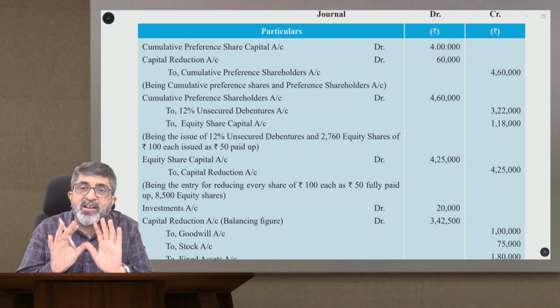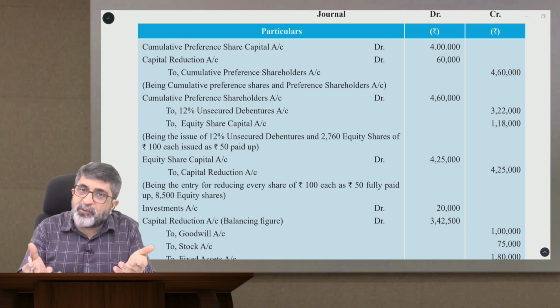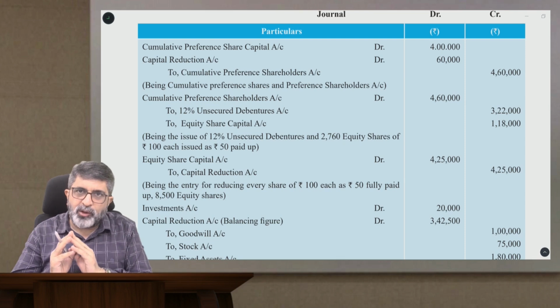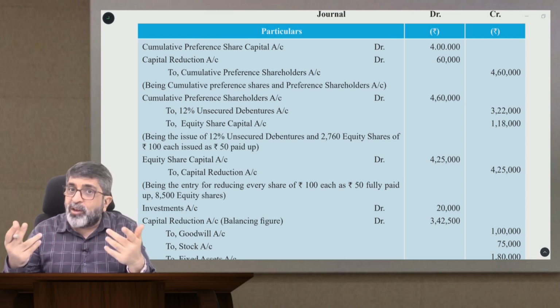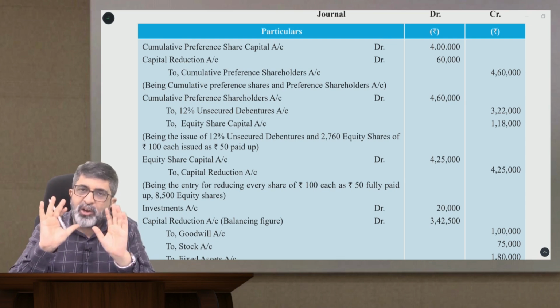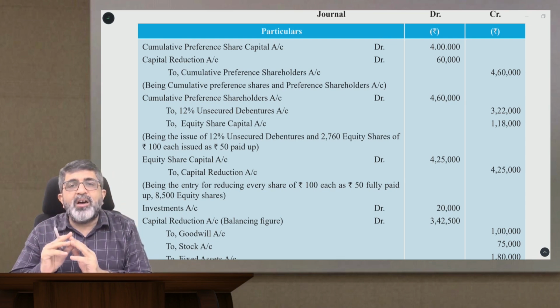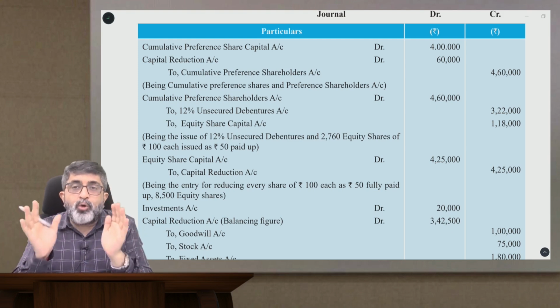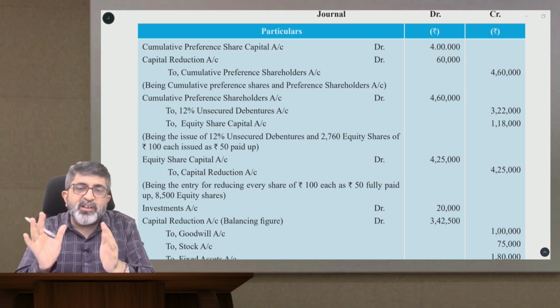60,000 was unrecorded arrears of preference dividend. Total due was 4,60,000. Because something was unrecorded, when you record it, it will be recorded as a loss, and that loss will be debited to the capital reduction account. Second thing, how will you settle that 4,60,000?